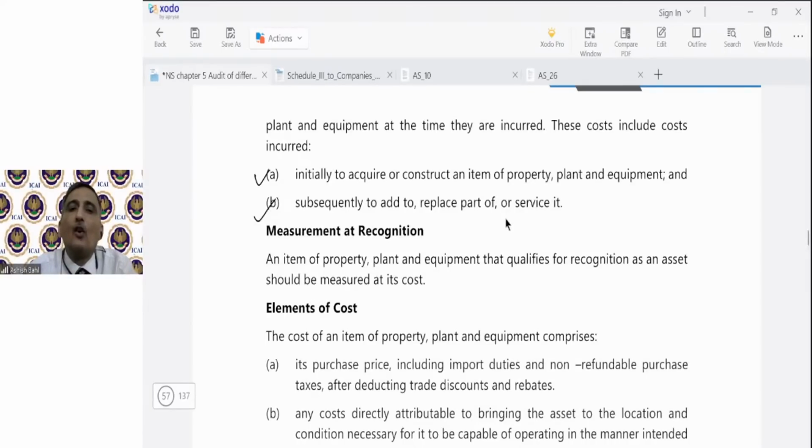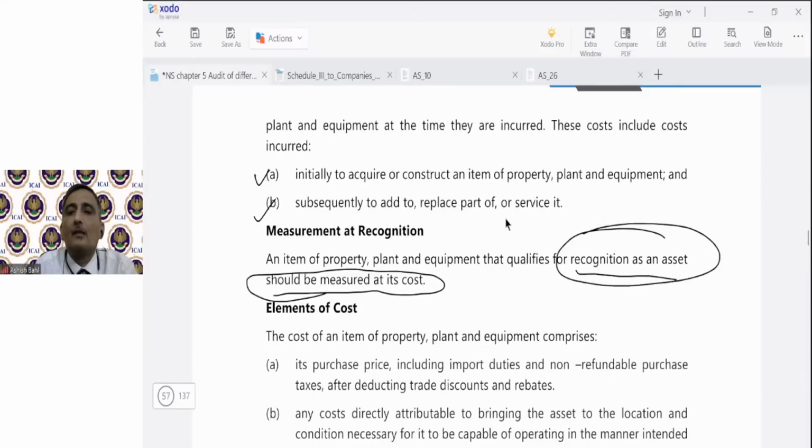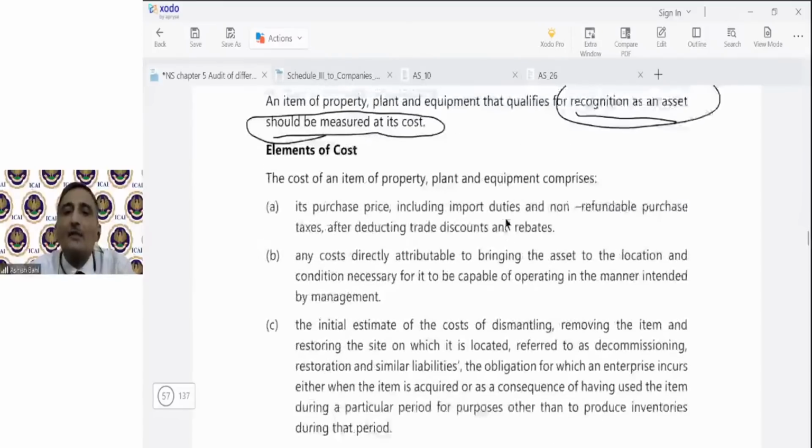So property equipment that qualifies for recognition as an asset should be measured at its cost. So जो भी प्रॉपर्टी प्लांट एंड इक्विपमेंट है, that is measured, that is recognized in the books of accounts and consequently in the financial statements of the company at its cost. Now cost में क्या क्या आना चाहिए स्टूडेंट्स? So this is all as per AS 10.